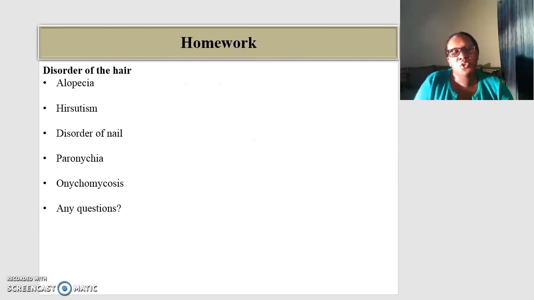I'm going to have some homework for you because next week we're not going to have a class. So I would like you to read about the disorders of the hair, alopecia, hirsutism, and disorders of the nails, paronychia, onychomycosis, and I want you to give me that homework, not this week, but the week after.